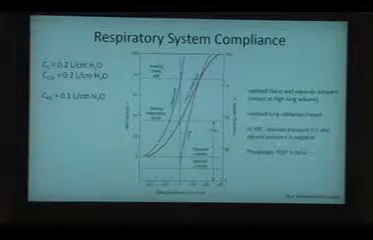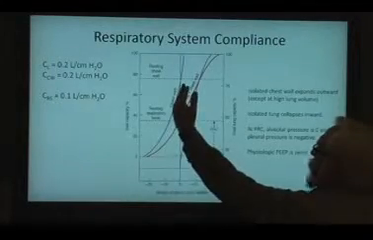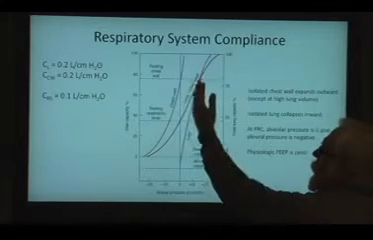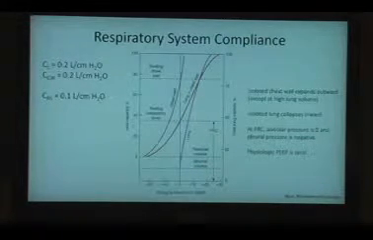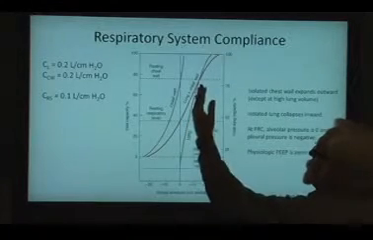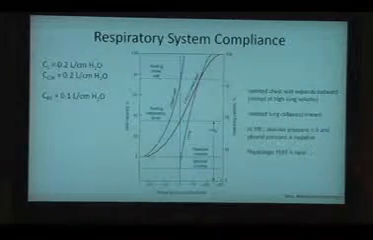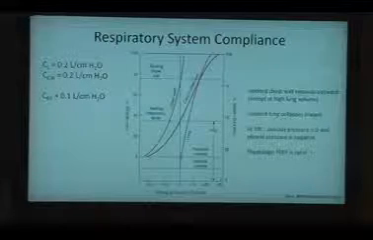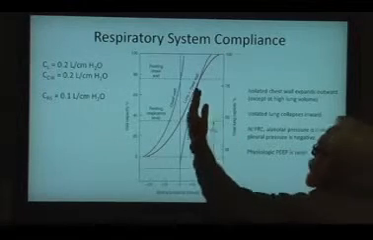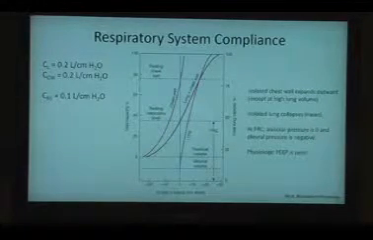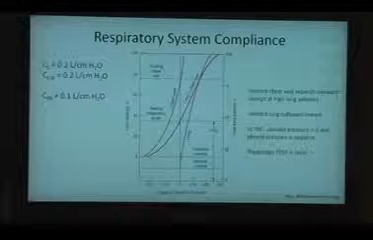The normal compliance, so the slope of this line, change in volume over change in pressure, the slope of these lines is compliance. The slope of the lung compliance curve is 0.2 liters or 200 milliliters per centimeter of water. The slope of the chest wall line, as you can see, is very similar, about 0.2 liters or 200 milliliters per centimeter of water.